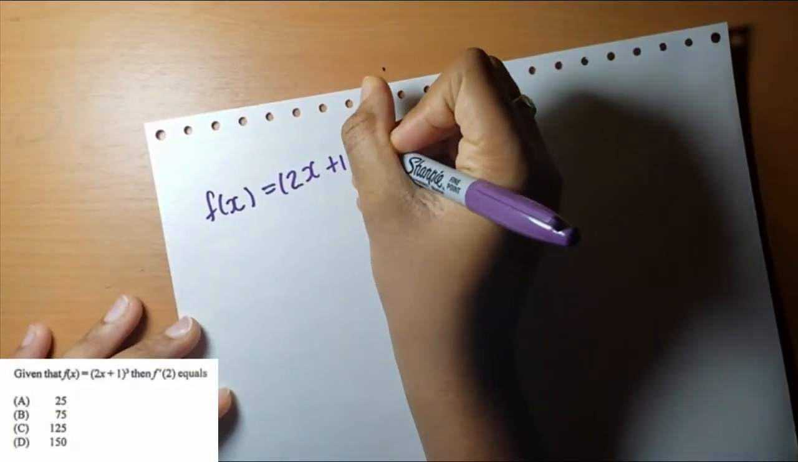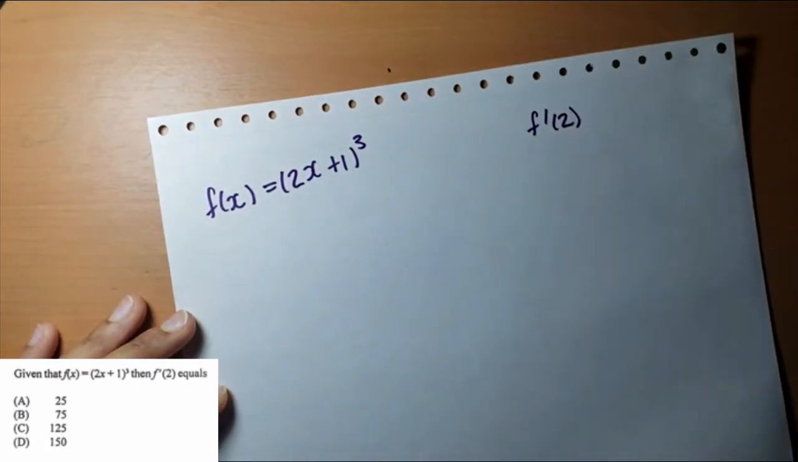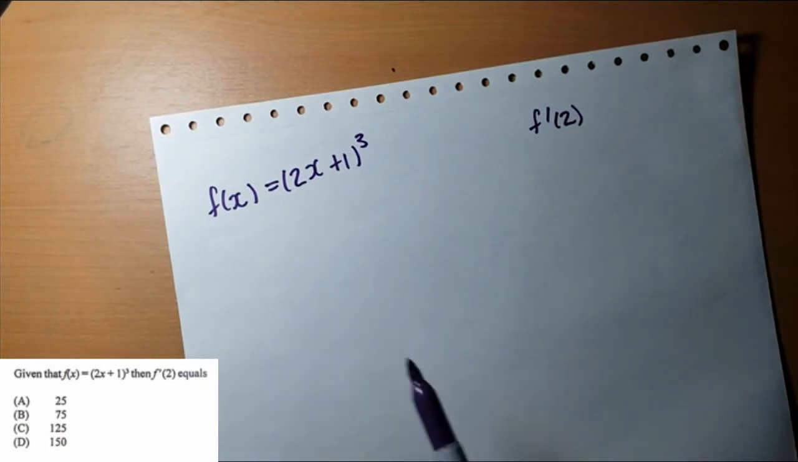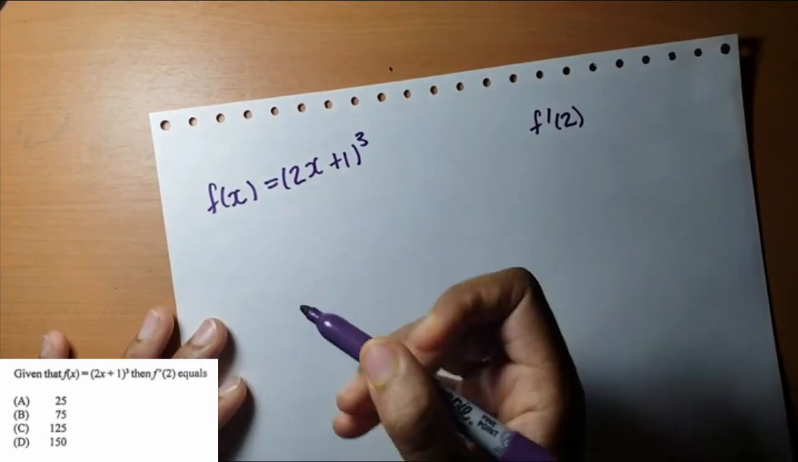plus 1 cubed. And we're asked what is f prime of 2. So the first thing that we need to do is differentiate this, because we need to differentiate the function before we put the 2 inside of it. So how do we do this?